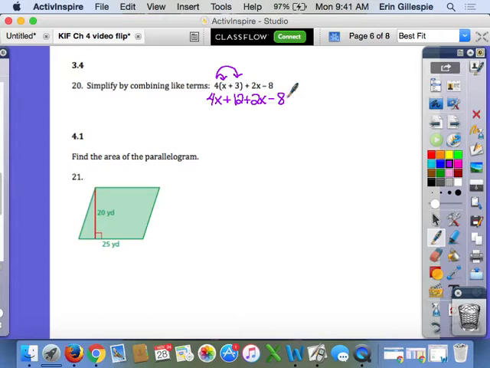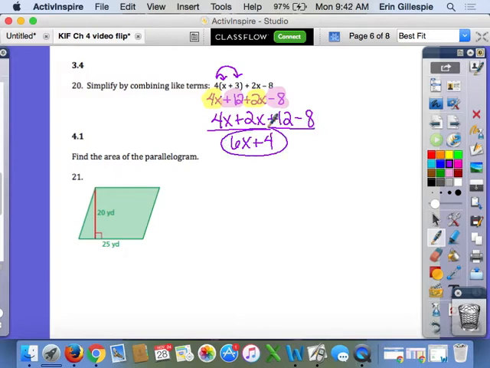Now I've got some like terms here. 4x and plus 2x go together, and plus 12 and minus 8 go together. So I'm going to rewrite that so that they're next to each other. So 4x plus 2x plus 12 minus 8. 4x plus 2x is 6x, 12 minus 8 is 4. So 6x plus 4 is our expression.